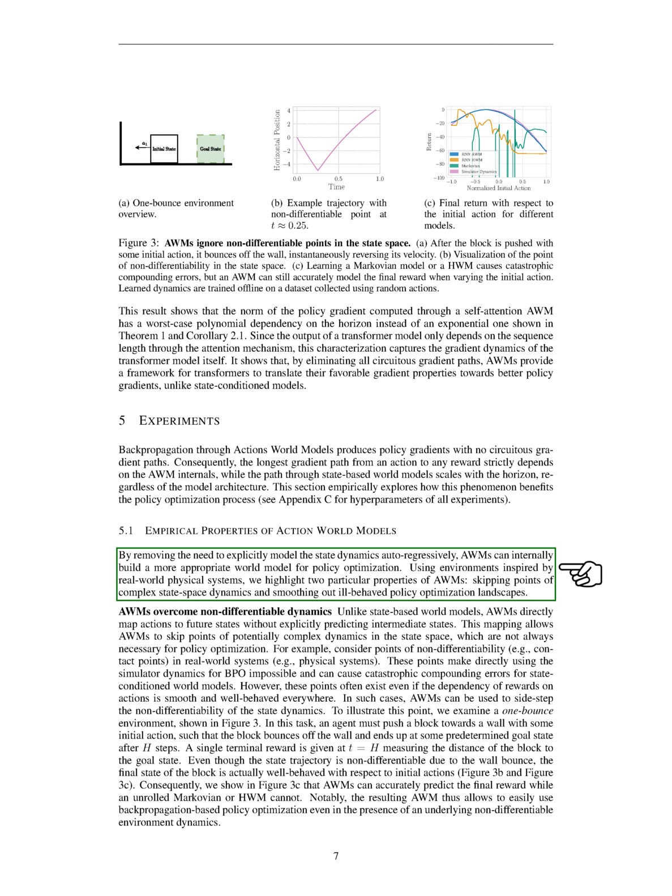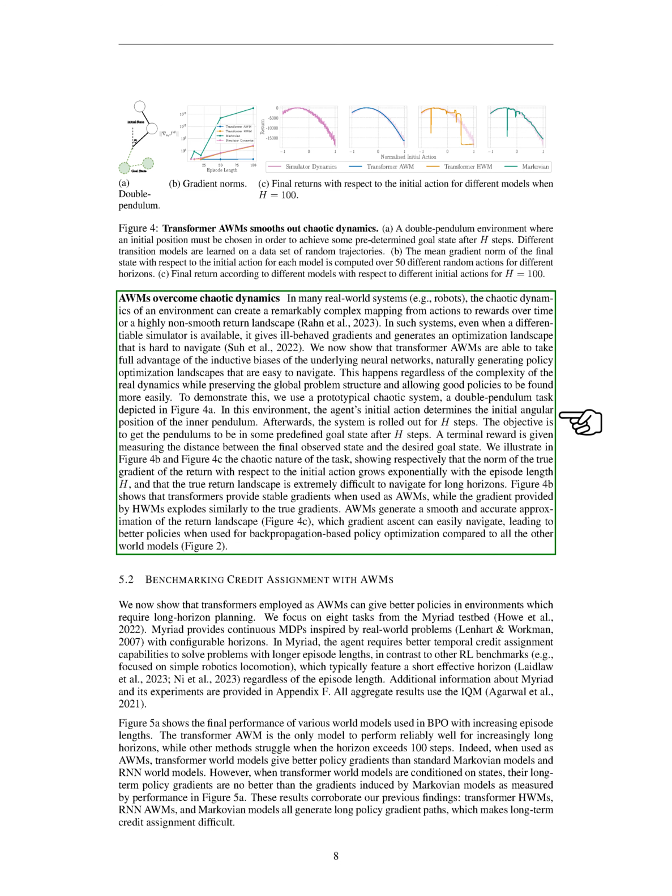For instance, in a simulated environment where an agent must navigate a block to bounce off a wall towards a goal, AWMs prove capable of accurately predicting the final reward despite the non-differentiable nature of the bounce. Similarly, in a chaotic double pendulum task, transformer-based AWMs demonstrate their ability to produce stable gradients and smooth optimization landscapes, facilitating the discovery of effective policies.